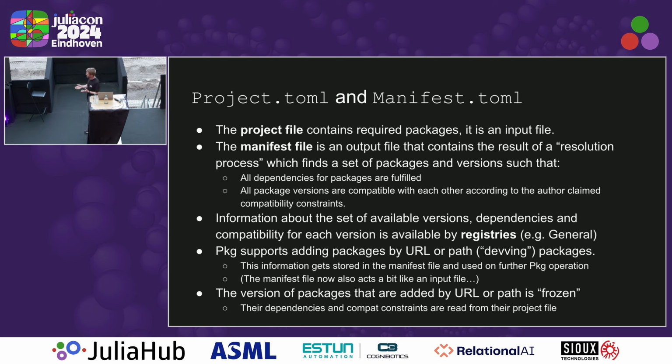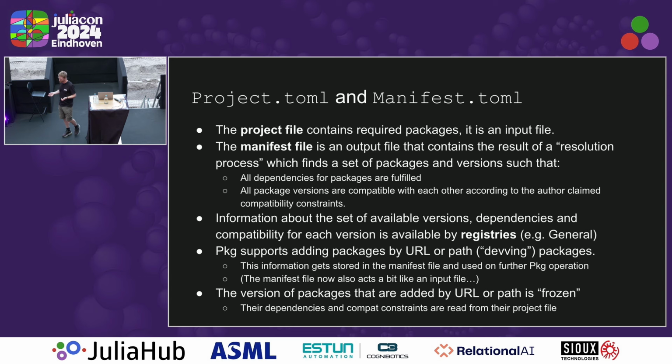The project file, as you know, contains the required packages, those that you need to have. And it's sort of an input file. And then you have the manifest file, which is an output file from the resolver that contains the set of packages that are all compatible with each other and all the dependencies are there and so on. And information about the set of available versions, dependencies, and all the compatibility is provided by the registries.